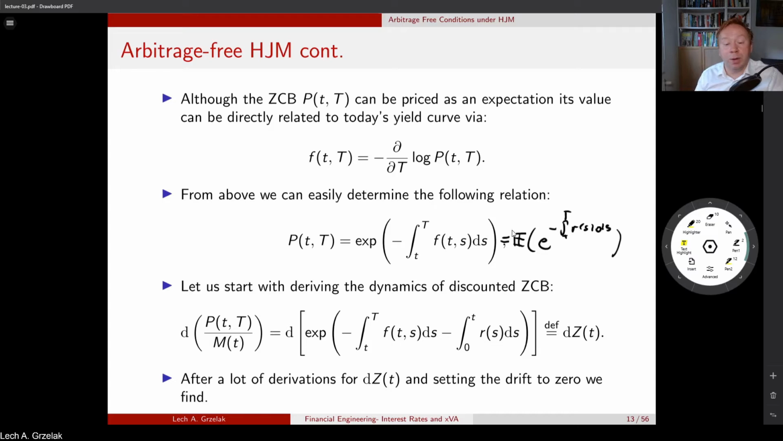Okay, so what we have so far, we have defined market instruments. We have a money savings account. We have a zero coupon bond. So we have to impose now the arbitrage free condition. Of course, the arbitrage free condition is that every asset in our economy discounted with the money savings account needs to be a martingale. So we are looking at the zero coupon bond P(t,T) divided by M(t), which is the money savings account, and then we apply Ito's formula.